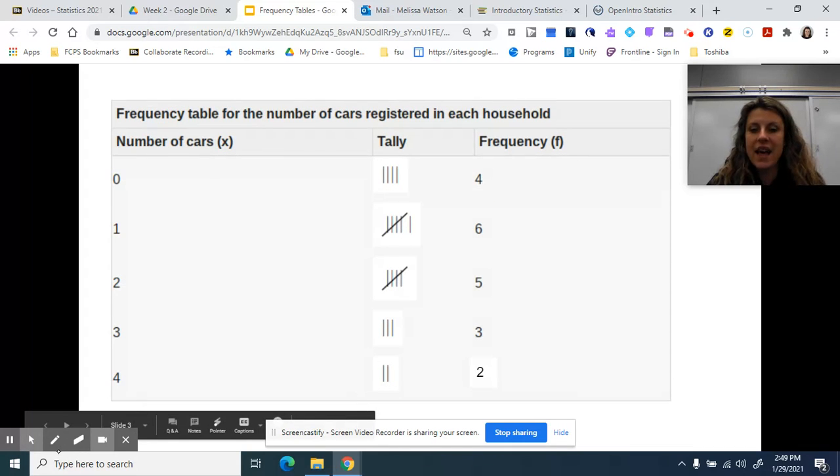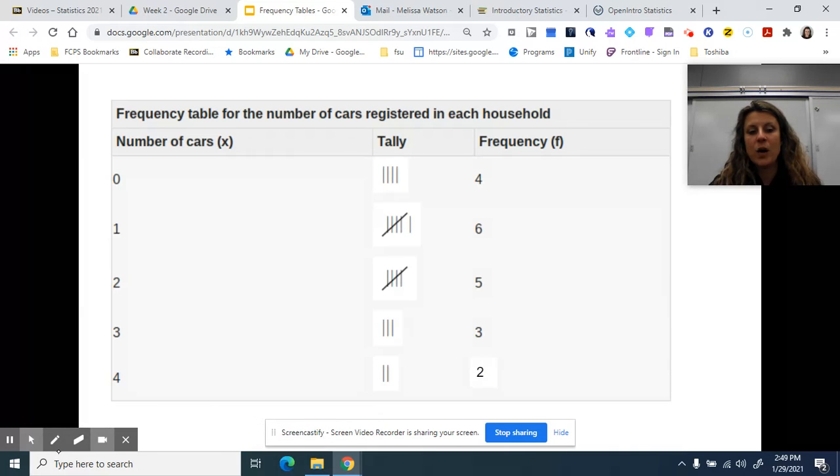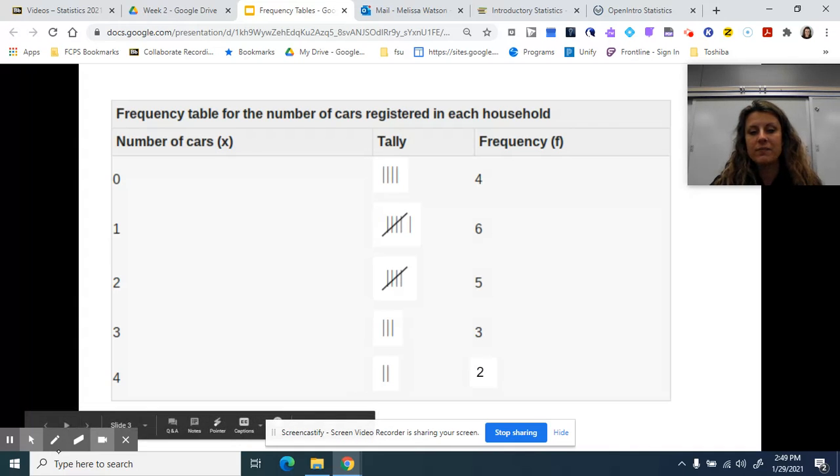Okay, here is that frequency distribution. We have the number of cars ranging from 0 to 4. There were 4 zeros, 6 ones, 5 twos, 3 threes, and 2 fours.